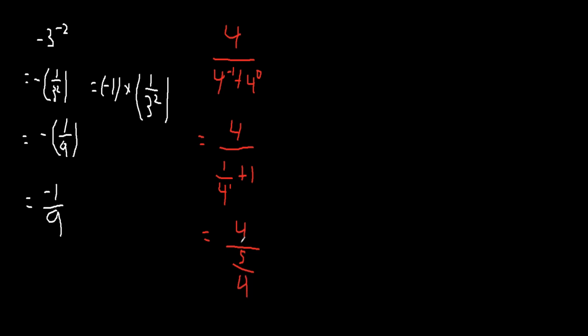So now since we're dividing a fraction, we have to take our reciprocal and multiply. So that's 4 times 4 over 5, which is 16 over 5.